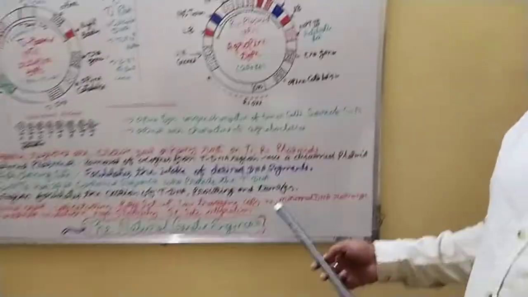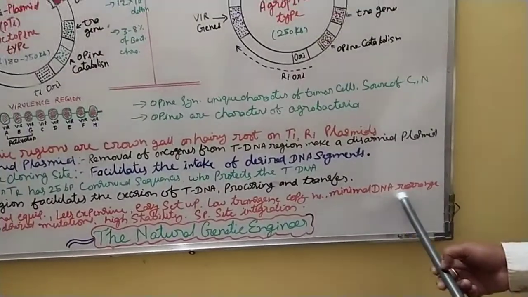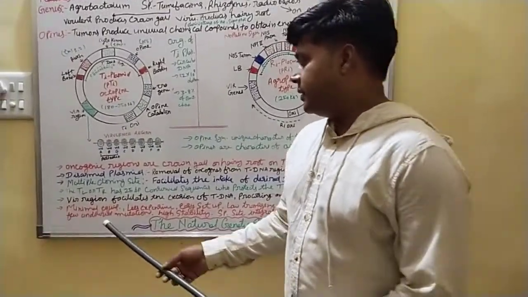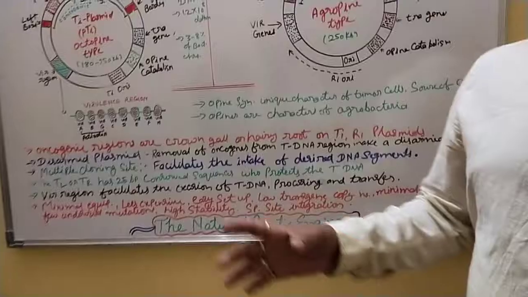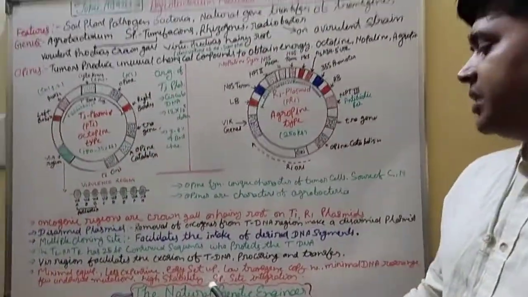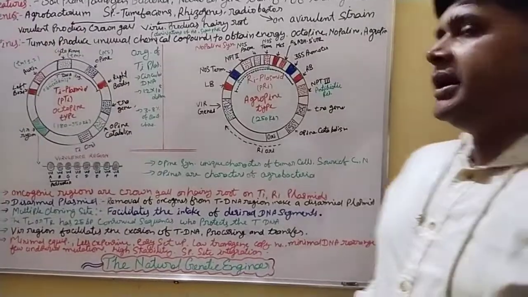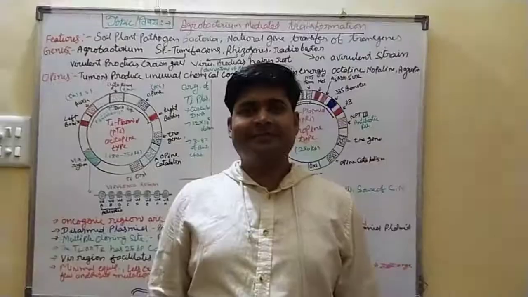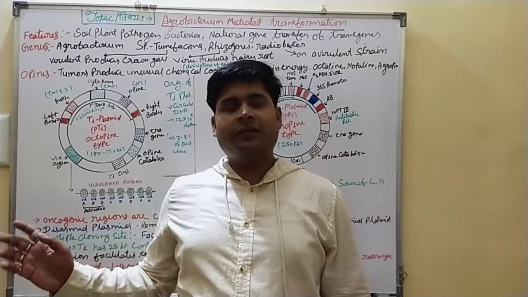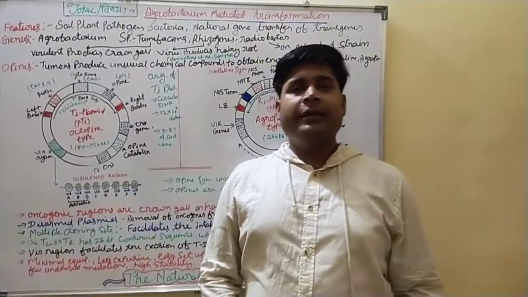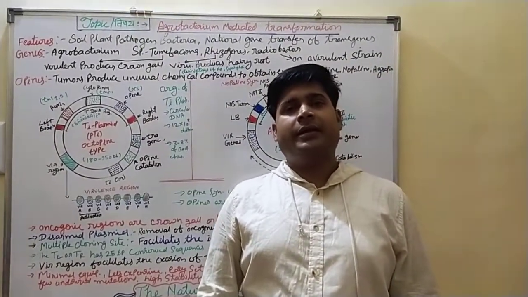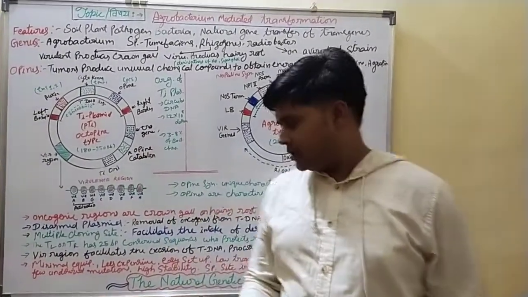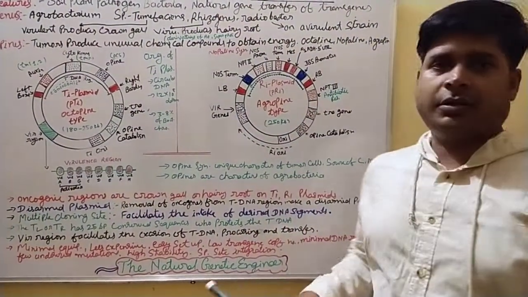Due to its natural mechanism, minimal DNA rearrangements occur. No DNA gets mismanaged, and there are no undesired mutations in it. It has high stability and specific site integration. It goes to the host genome at a very specific site. So, by studying the different features of agrobacteria, it can be clearly demarcated that it is a natural mode of gene transfer. That's why, for these reasons, it is called a natural genetic engineer.